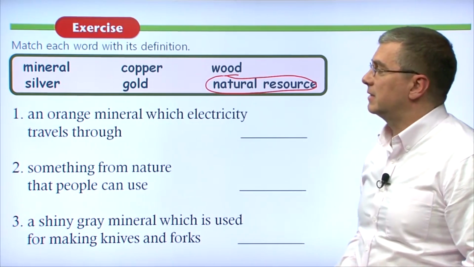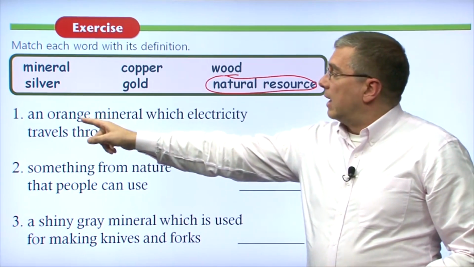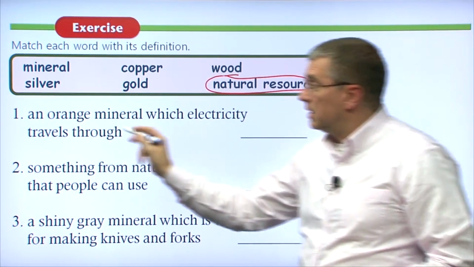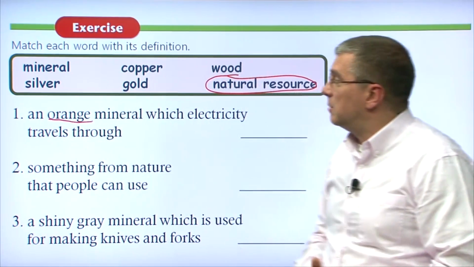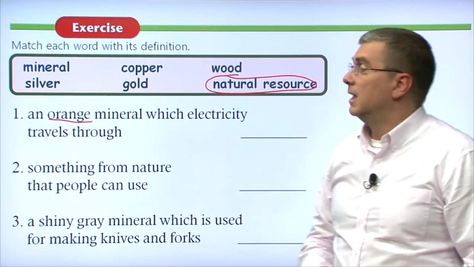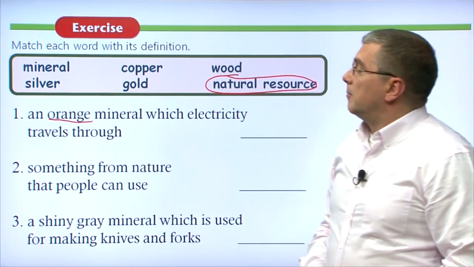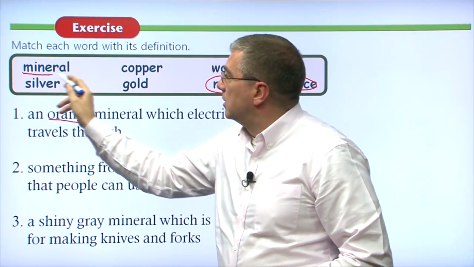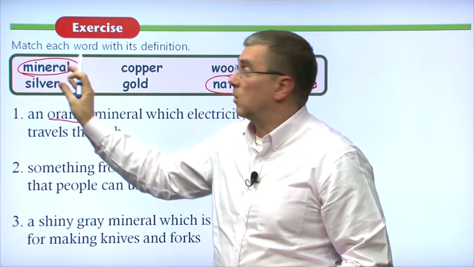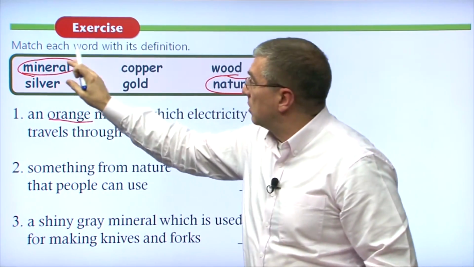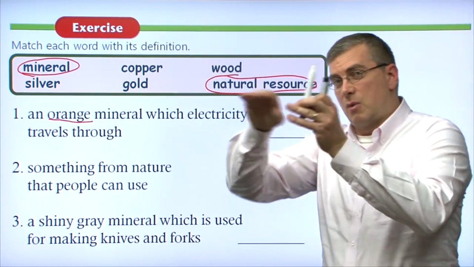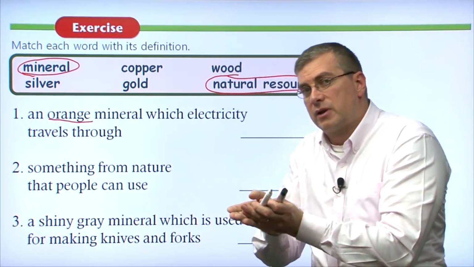Okay, let's go over the sentences here. The definition is, an orange mineral which electricity travels through. Now the important point here is orange, because as I said before, electricity travels through copper, gold, and silver, right? By the way, mineral over here is also an umbrella word because copper, gold, and silver fit inside that word, right? So natural resource, mineral, copper. If you're going to go on like a chain, you have the biggest word natural resource, smaller word mineral, inside mineral, copper, silver, gold. Okay?